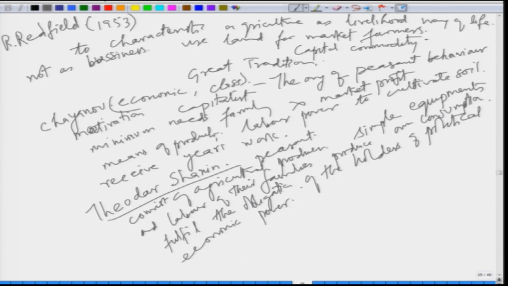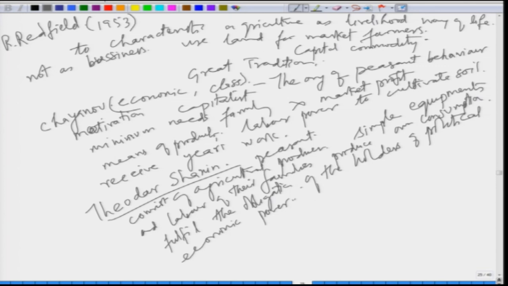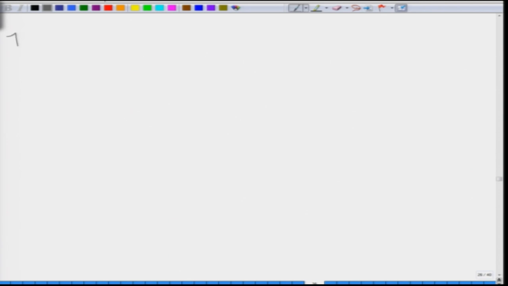So I think the question of surplus is going to be diluted, because this surplus, if they have it, they are basically using to satisfy the needs of the holders of the political and economic power. And in that capacity, the understanding of the peasantry is to be seen more in terms of specific parameters, and that is where the contribution of Shanin becomes important.